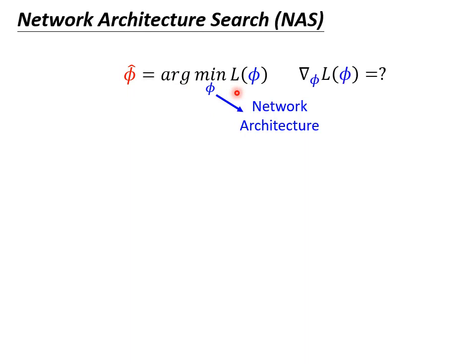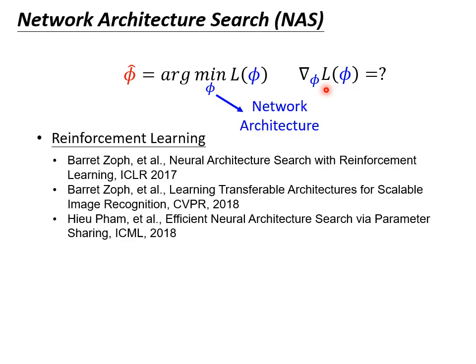However, gradient descent cannot be used here, because capital L is not differentiable with respect to phi. Because now phi is your network architecture. It's something discrete. So now capital L is not differentiable with respect to phi. To solve this problem, reinforcement learning is widely used. You can use reinforcement learning to optimize capital L.